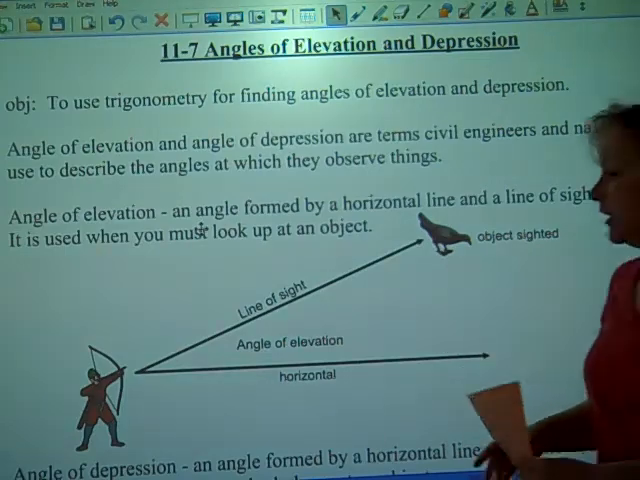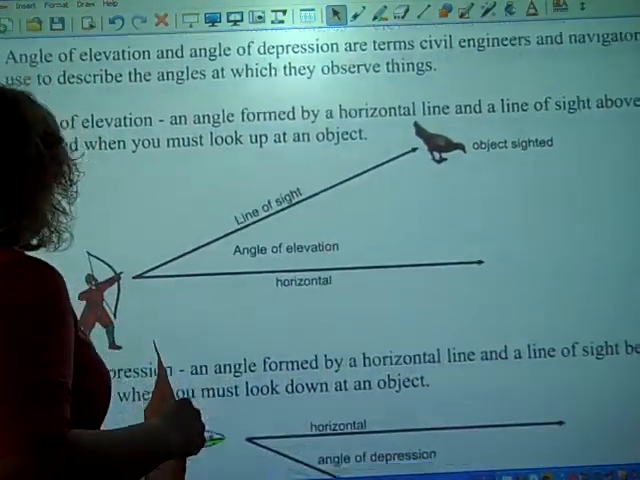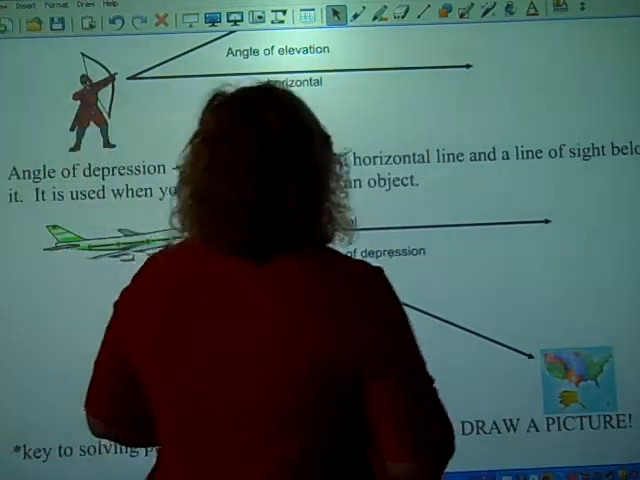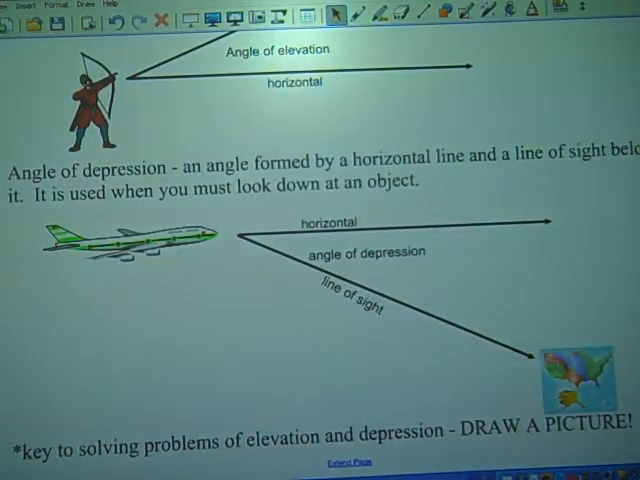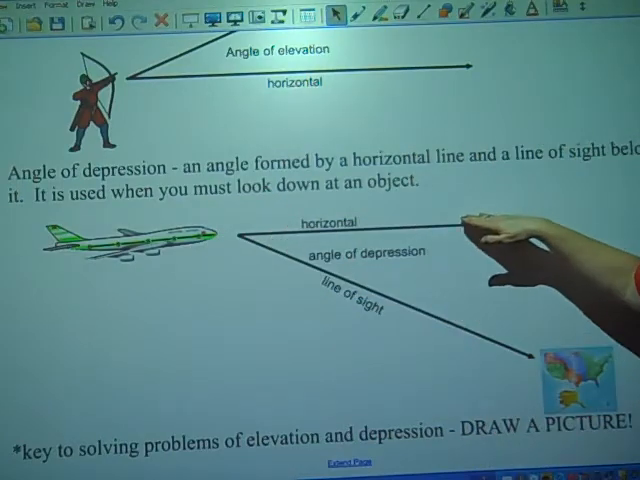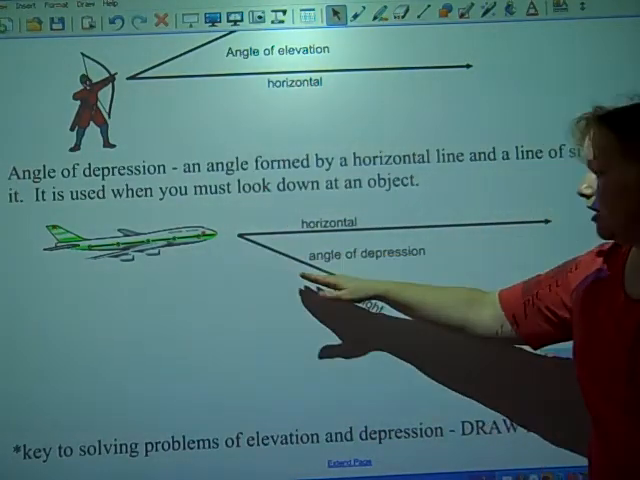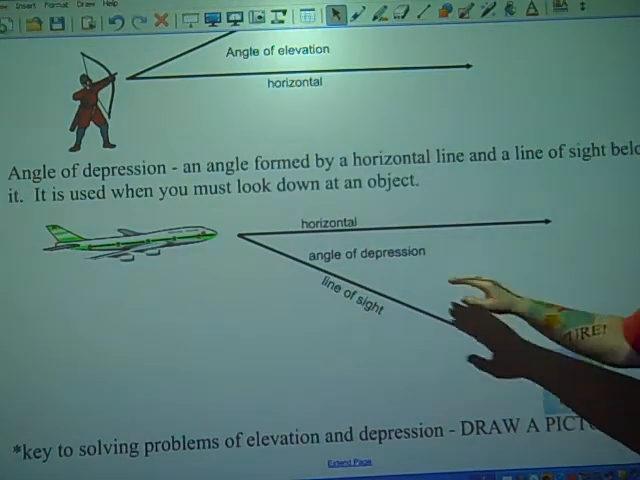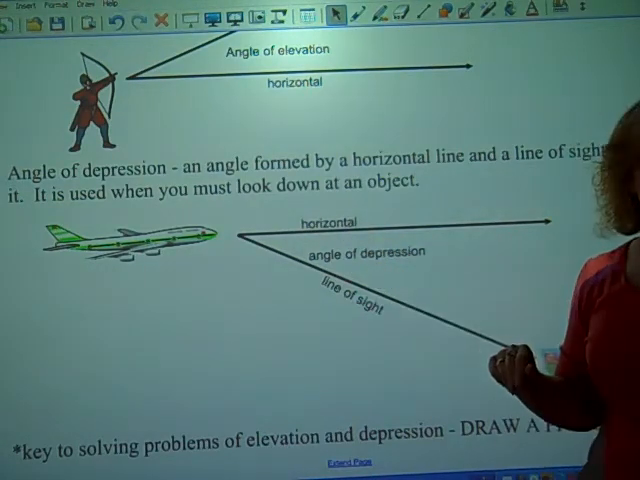Okay, so then you also need to understand angle of depression. Angle of depression is an angle formed by a horizontal line and a line of sight below it. And it's used when you're looking down at an object. So I'm the pilot. Here's my line of horizon. I'm looking down at where I want to land. That is my line of sight. My angle of depression is in the middle here.